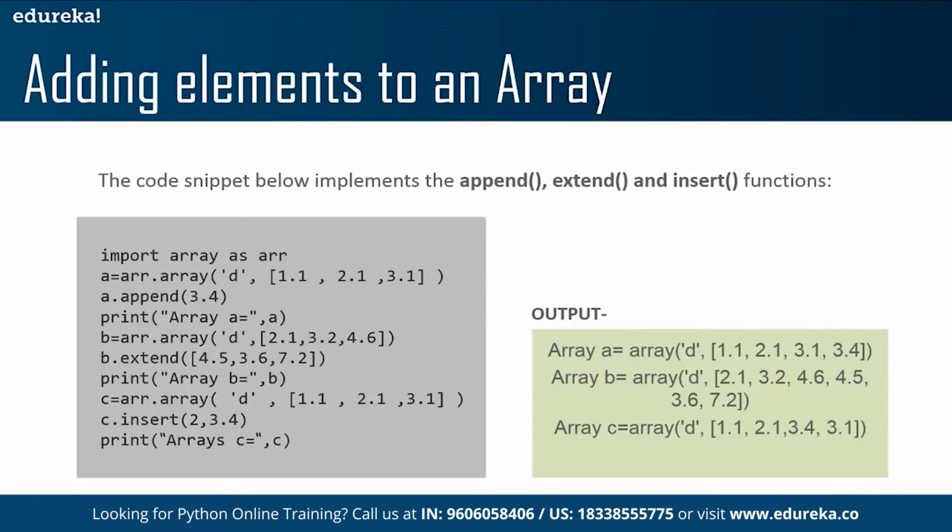And then I've tried to use the insert function. Over here, I've specified the index number as 2 and the value to be inserted at that position as 3.4. As you can see in the output, 3.4 has been inserted at A of 2. Now let's go to our Jupyter notebook and we'll do the same.